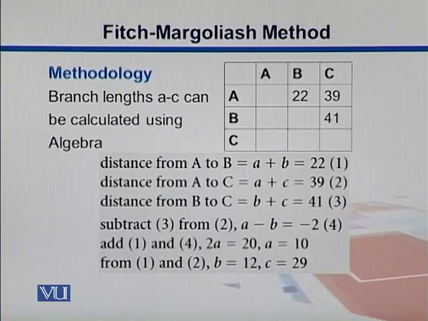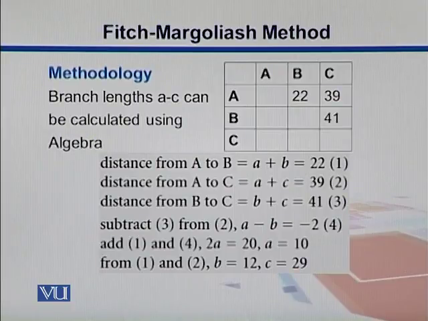Then we have the distance from A to C, which is a plus c, and that is equal to 39. So that becomes our equation number 2. Then we have the distance from B to C, which is b plus c is equal to 41. So that's our equation number 3. We play with these equations. For instance, we subtract 3 from 2 and we get a minus b is equal to minus 2. Now we take this equation, which is our equation number 4, and if we add 4 and 1, we come up with 2a is equal to 20, and we find that a is equal to 10.